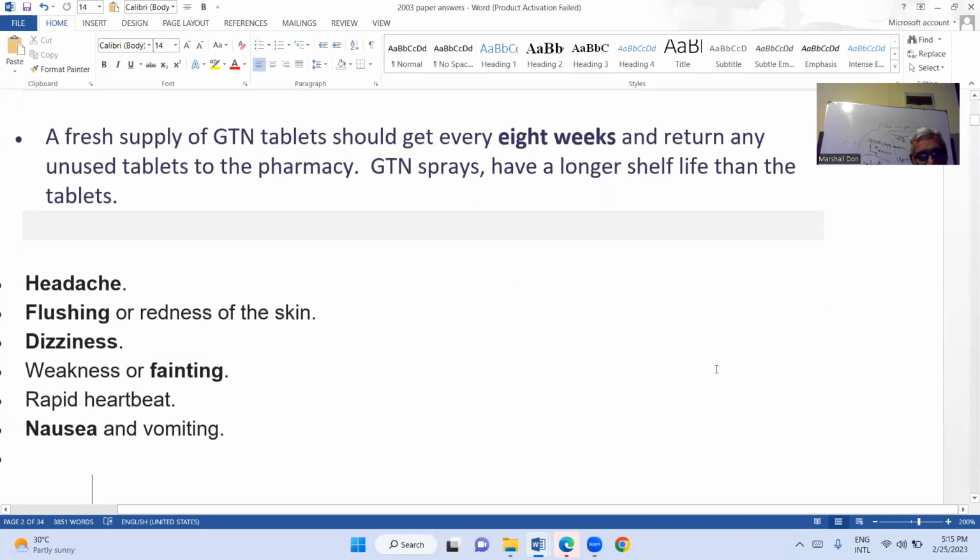You have to know the side effects: headache, flushing, that is redness of the skin, dizziness, fainting, nausea, vomiting. You can get all this.